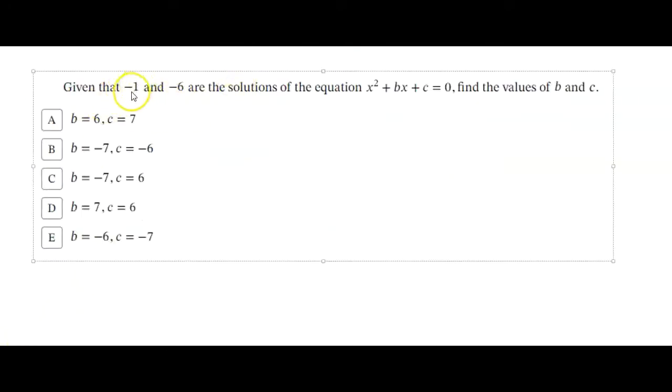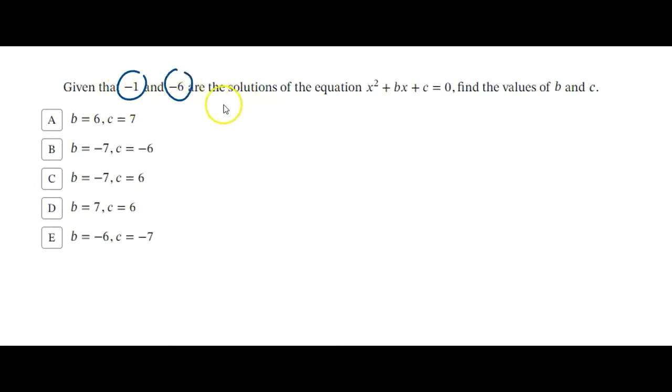Next example, given that -1 and -6 are the solutions of the equation x squared plus bx plus c equals 0, find the values of b and c. So I will just substitute -1 and -6 into my equation, because -1 and -6 are the solutions, or in other words, they are the roots of the equation.